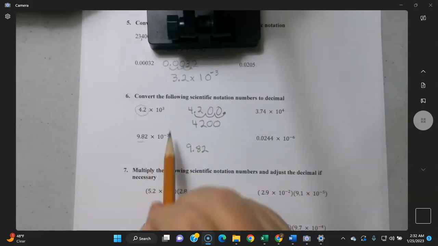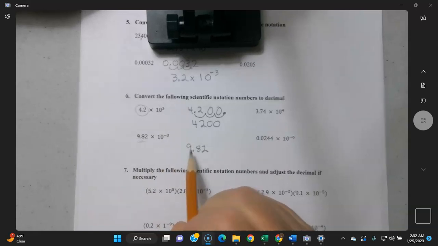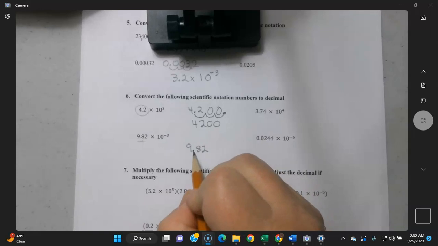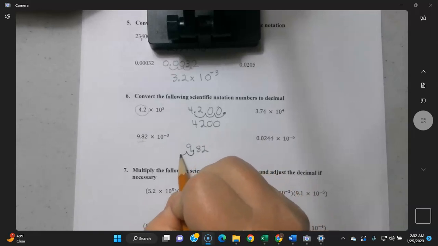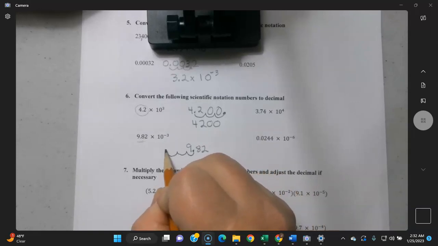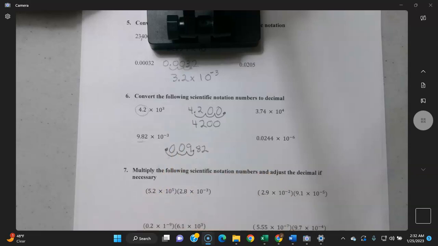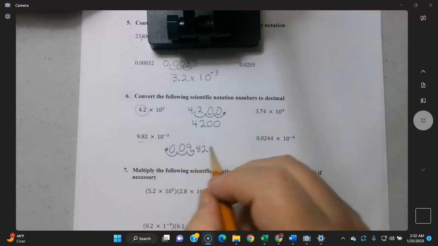All right, now this is a negative exponent. That means it's a number less than 1. Which way are you going to need to move this decimal to make it a number less than 1? Positive, but less than 1. You're going to need to move it to the left. 1, 2, 3. So the decimal goes there. Put eggs in the egg carton like that. And now rewrite it down below.